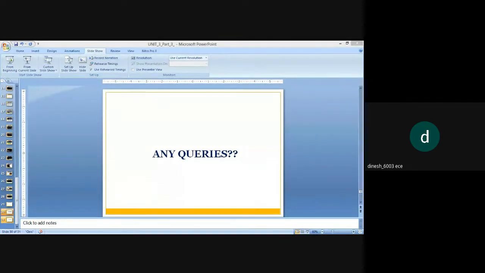So the first assessment test for mobile communication networks: the syllabus is unit 1 and 2, MCQ objective type, a maximum of 50 questions will be given. Next week when you have a class, we'll be having the first internal test for mobile communication. Syllabus is unit 1 and 2, MCQ objective type.